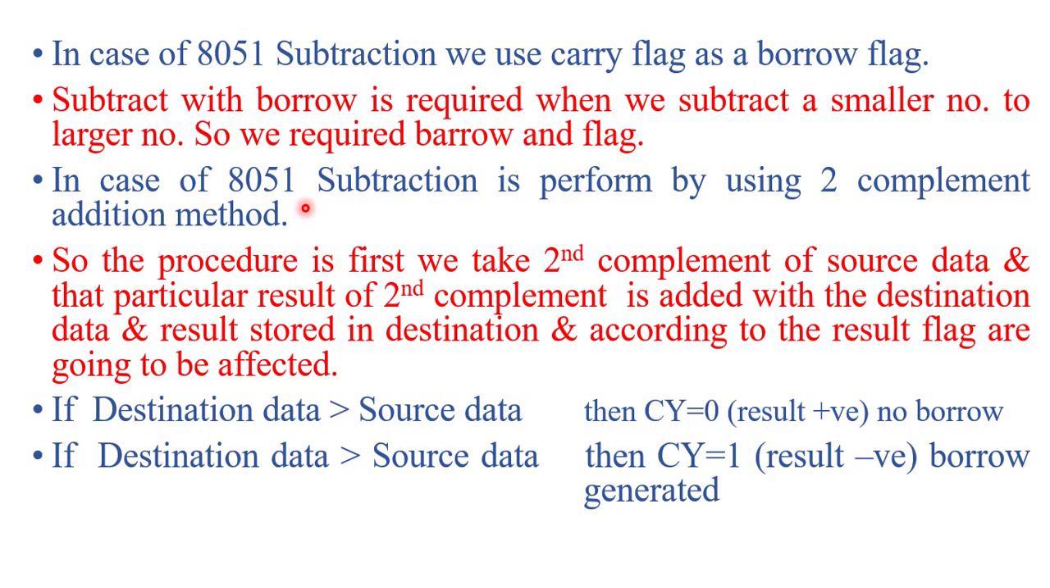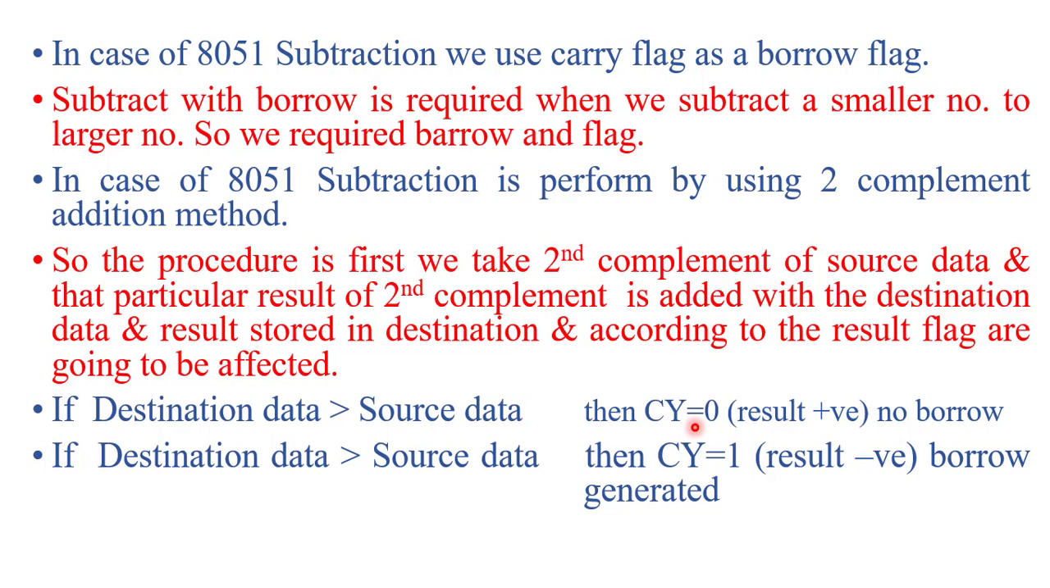In case of 8051, subtraction is performed by using the 2's complement addition method. So the procedure of subtraction is, first we take the second complement of the source data, and that result of the second complement of source data is added with the destination data and the result of addition is stored in the destination, and according to that result some flag of the PSW flag register is affected. Which flag is affected? If destination data is greater than source data, the result is positive, we do not require any borrow.